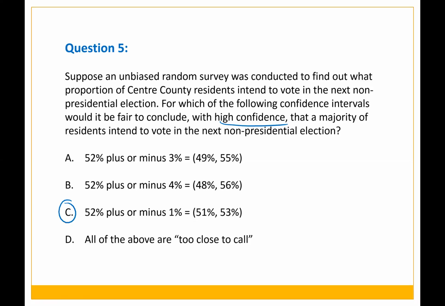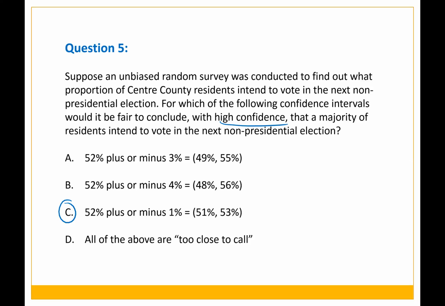And so if we look at the intervals that we have here, C is the only one that matches because both ends of the interval are above 50%. And so it allows us to make a conclusion that the majority of the residents intend to vote, because that statement means that, say, in the majority of the time, a random person selected from Central County will be more than 50% likely to intend to vote.